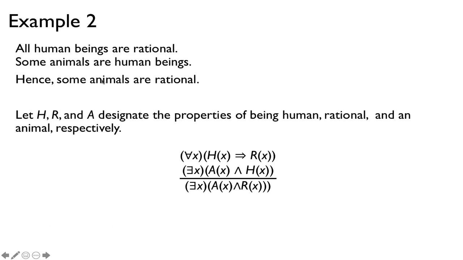And then finally the hence part, some animals are rational. I mean that there exists an X such that X is an animal, A of X, and X is rational, R of X. So these three sentences correspond to these three. Notice now we can express this with more ability to express more ideas.